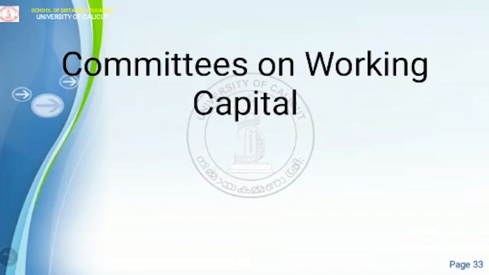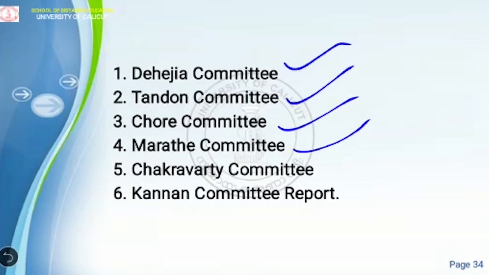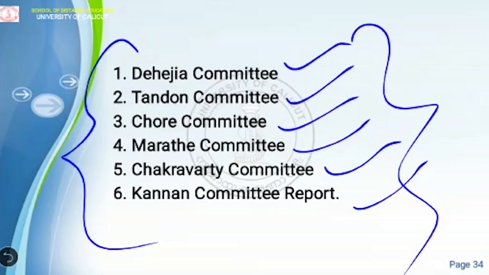Another thing is, which are the major committees associated with working capital in India. We have a lot of committees relating to this. Major committees that made recommendations on working capital management and inventory management are Dehejia Committee, Tandon Committee, Core Committee, Marathe Committee, Chakravarty Committee, and Kannan Committee report. These are the major committees. They have submitted reports on financial and working capital management relating to companies.